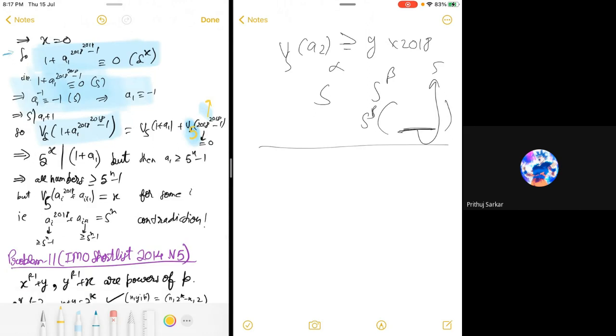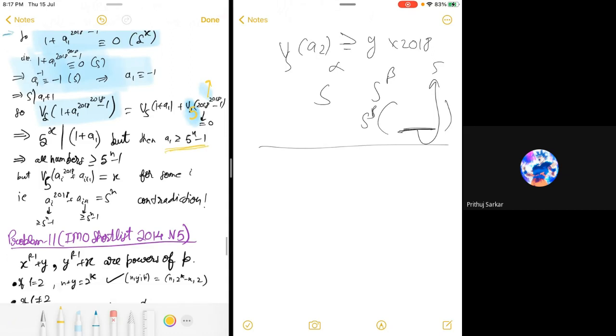So that means 5 to the x divides 1 plus a1, and x was the minimum vp. But a1 was also the smallest number. So that means this is true, that a1 is greater than or equal to 5 to the x minus 1. So all numbers are greater than or equal to 5 to the x minus 1, because a1 was the smallest. So now we can just bound. Because x is the power of 5 in some number, v5 of a_i to the 2018 plus a_(i+1) is x for some i.